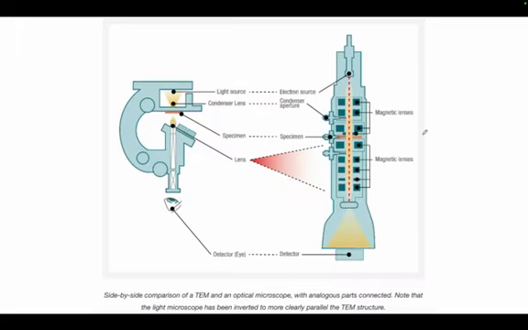There are some similarities between an electron microscope and a light microscope. We have an illumination source, we'll call it. So we have a light source here.